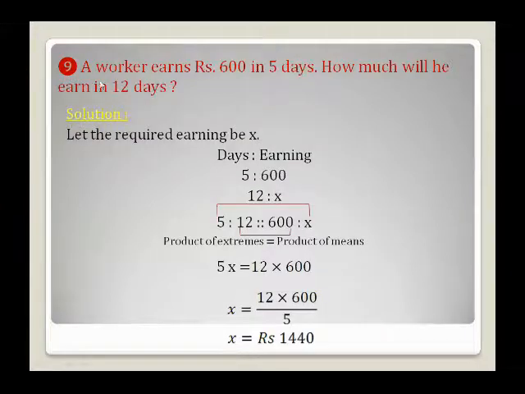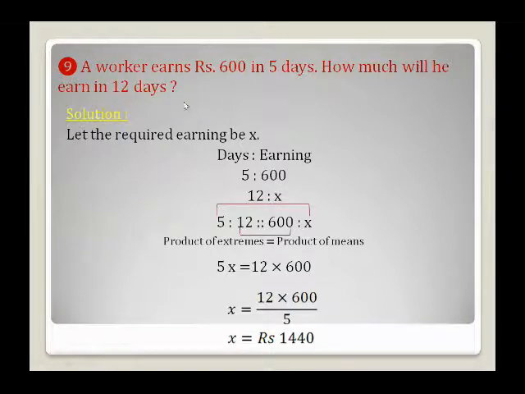Now in question number 9, a worker earns rupees 600 in 5 days. How much will he earn in 12 days? Here we start a solution. Let the required earning be x. Okay, here we find the ratio between the number of days and the earning. Okay, days ratio to the earning. The number of days are 5 and he earned in 5 days rupees 600.